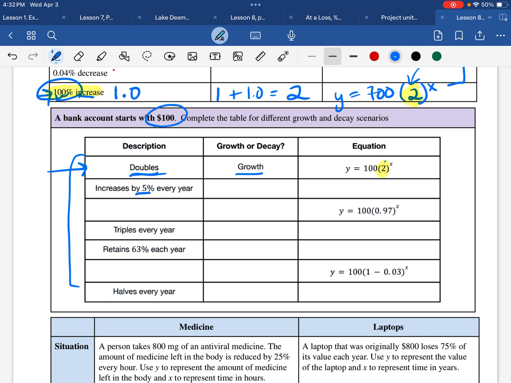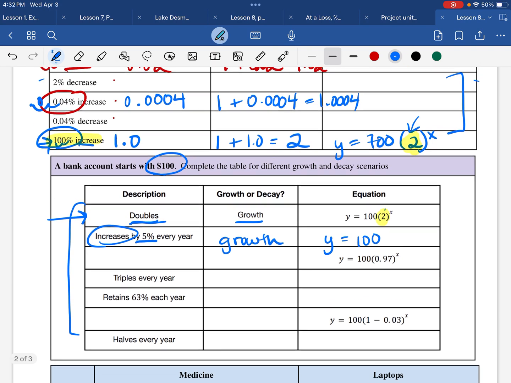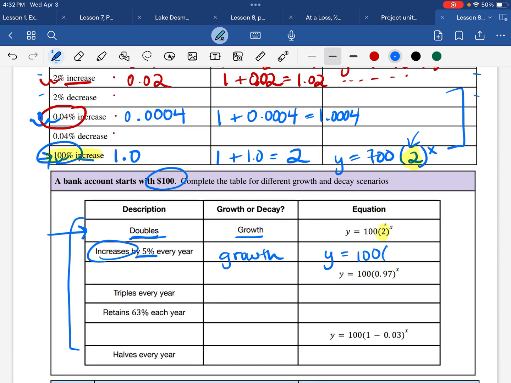Okay, how about this one? Increases by 5% every year. So it increases, so we know it's growth. And we know it's going to be y equals 100, our initial value, and it increases by 5%. So we know from this table up here, to get the growth rate, we have to add 1 to it. 1 plus 0.05, right? We have to convert this 5% to a decimal. We could write it like that, or we could write it like y equals 100 times 1.05 to the x.